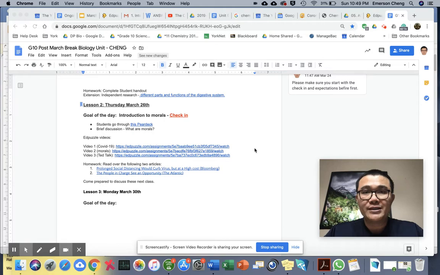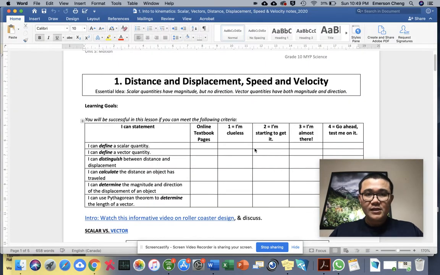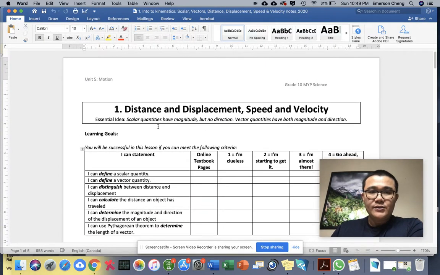But for today, we're going to be focusing on starting the physics unit, where we will talk about motion and speed. Okay, motion, speed, and velocity. Today, the handout will be this one: distance and displacement, speed and velocity.